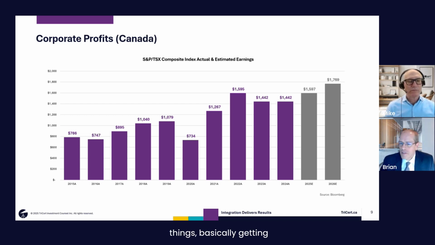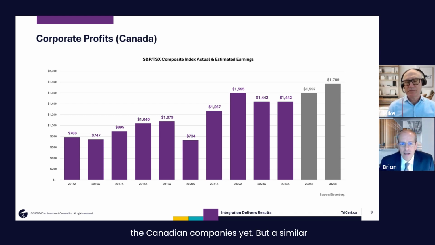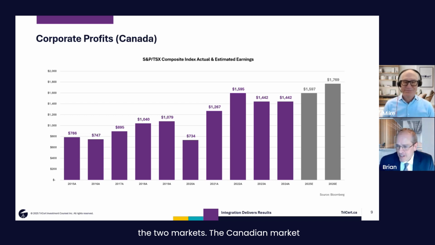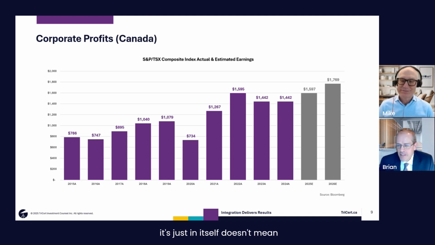On the Canadian side of things, we're not getting quite as much data from all the Canadian companies yet, but it's a similar story of so far so good. The 2025 estimate for this calendar year for the U.S. was around 9.5, 10 in that ballpark, and from Canada you're looking at around 11%. So I might remind you about the valuation difference between the two markets. The Canadian market is trading at a much lower valuation, but showing similar growth rates in 2025. That in itself doesn't mean anything, but it's just an interesting little piece of information.